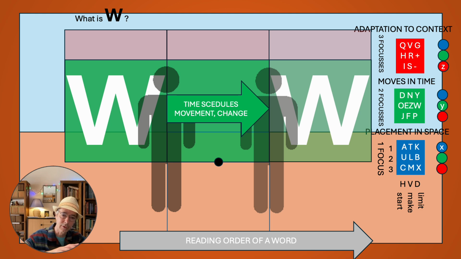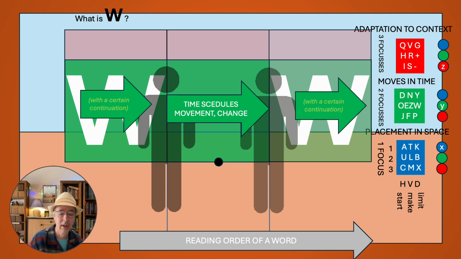Both of them are also, of course, in the background of time schedules, of movement, of changes, and so on. And what's the kind of focus? All these letters are kinds of focuses. So we have the D and Y as starting point focuses, the O, E, Z, W as the focuses that follow up. They follow up what is changing. That's what you do then.